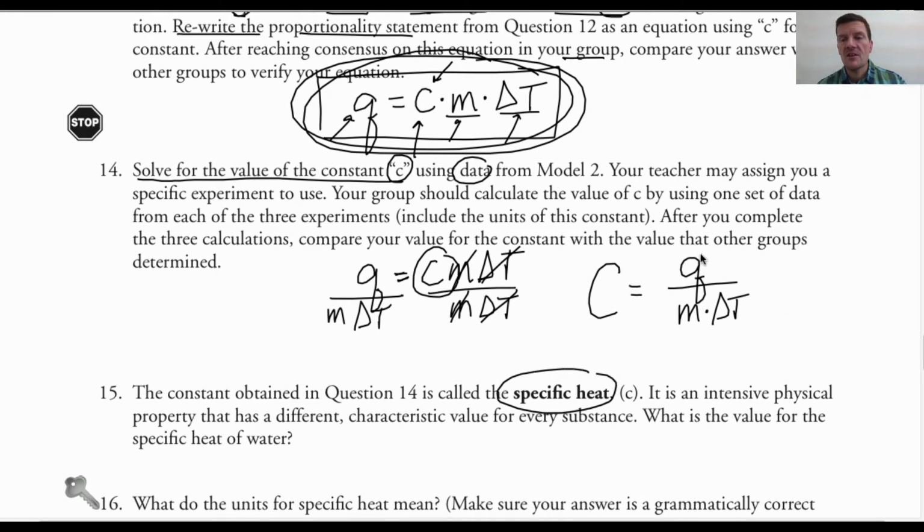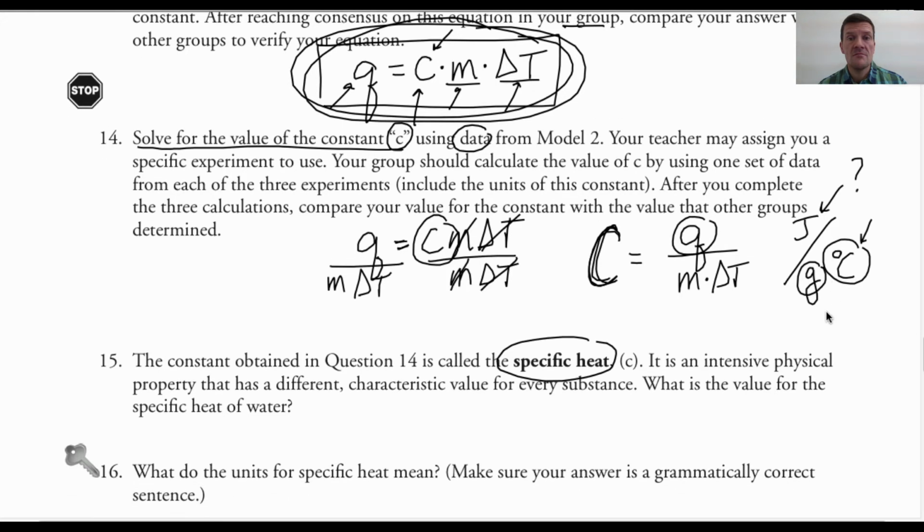And the units for that are going to be, Q is heat, that's joules. Mass, it's going to be grams. And delta T is degrees Celsius. So this C value is measuring how many joules it takes to raise the temperature of 1 gram of substance by 1 degree Celsius. That's what this C value is measuring, and it is called specific heat, and it is unique. Every substance has its own specific heat value.